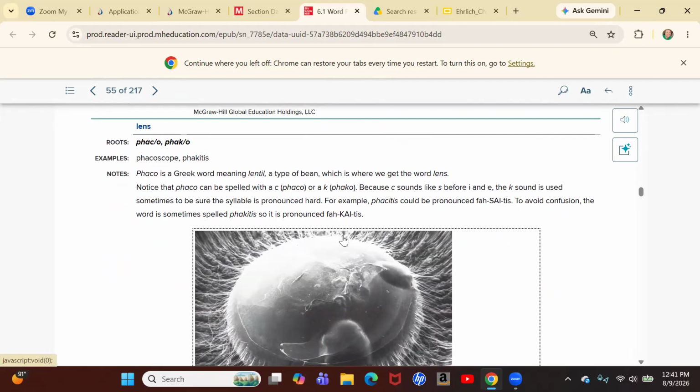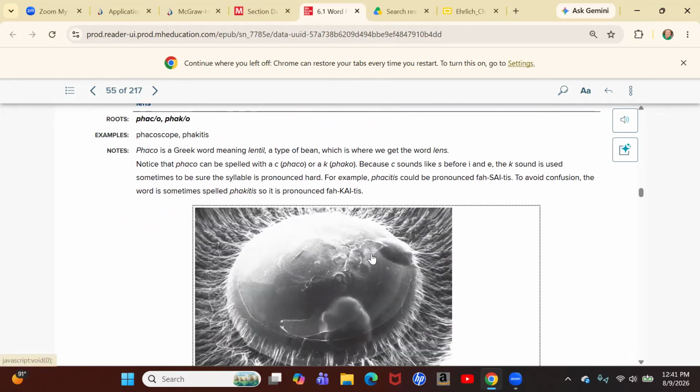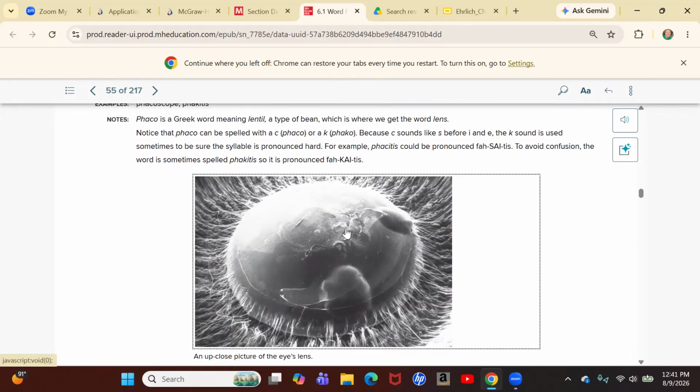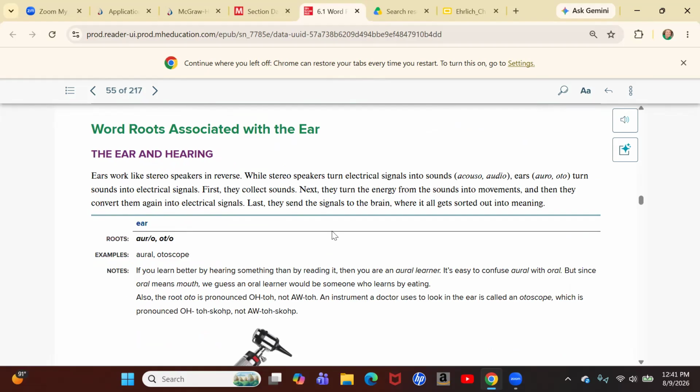And then the lens, phaco with a C or phaco with a K. So a phacoscope or phacitis. Phaco is the Greek word for lentil, a type of bean. And if you look at a lentil bean, it's shaped an awful lot like the lens of the eye. If you've ever been able to see a dissection of an eye, it's kind of interesting to see that shape of the lens.